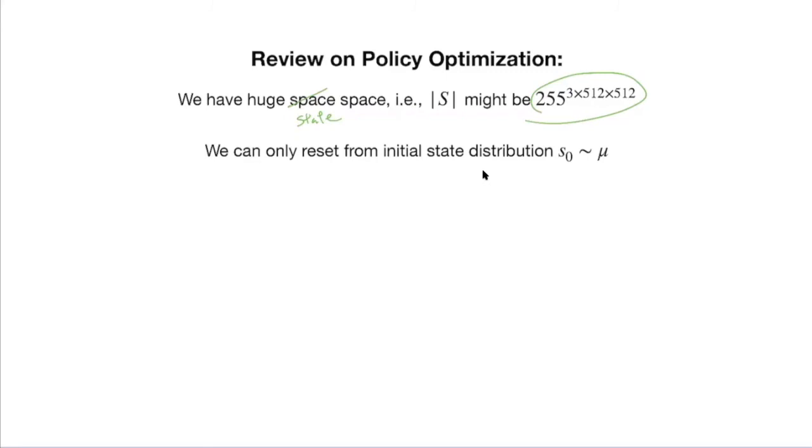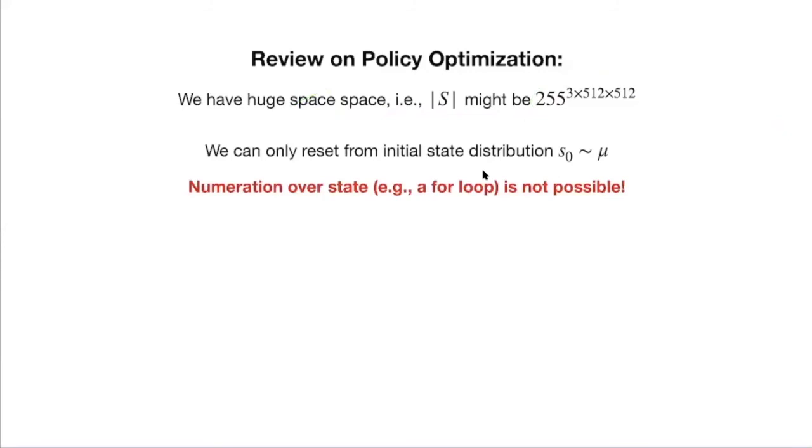So we cannot do any sort of enumeration over states. This is just not doable in computation, right? Another thing is that we can only reset from the initial state distribution. This is also a pretty realistic assumption, because we can actually just drive our car out of our garage every day to collect more data. So these 2 assumptions basically forbid us from the enumeration-over-states approach. We cannot write a for loop. We cannot put a car into every possible state and check what's going on. This is just not doable. We can only reset from the initial state distribution, and also the total number of states is so big that we cannot even enumerate all of them.